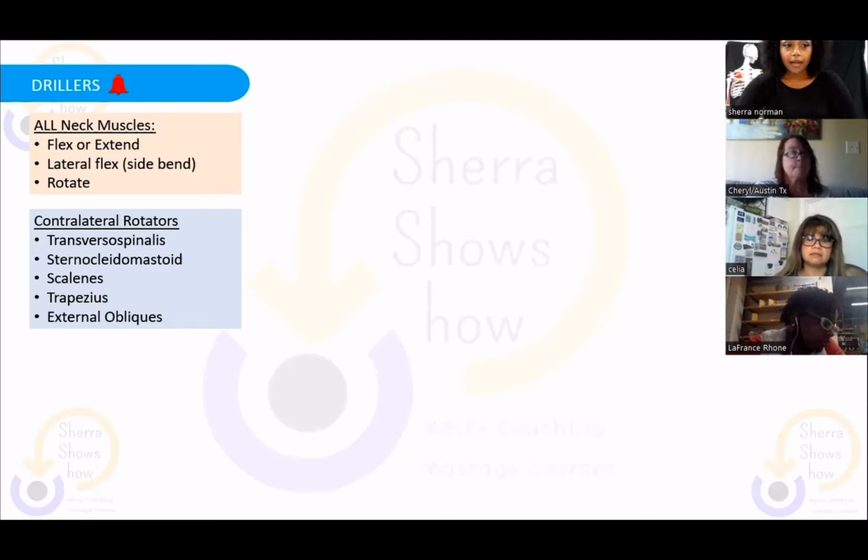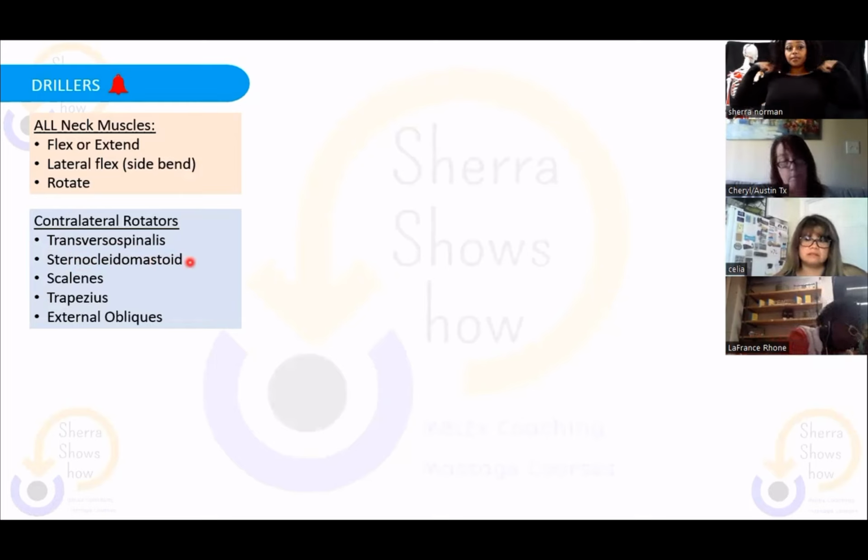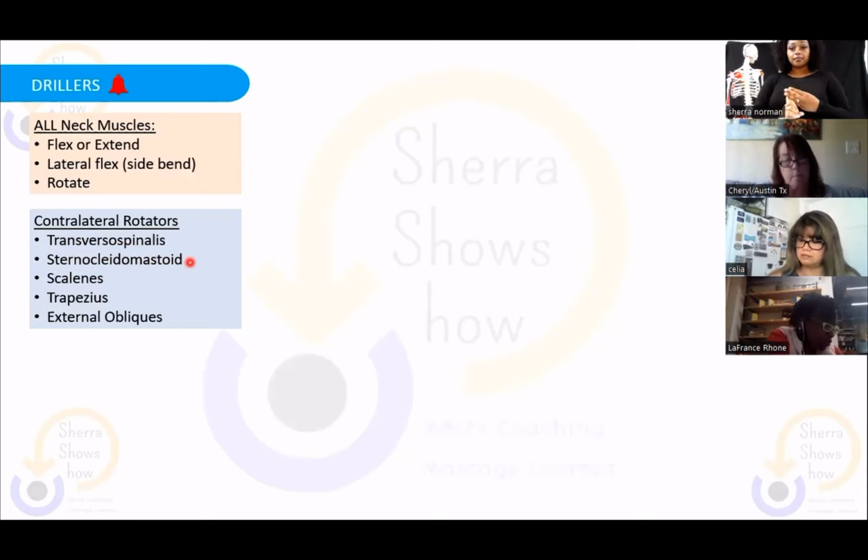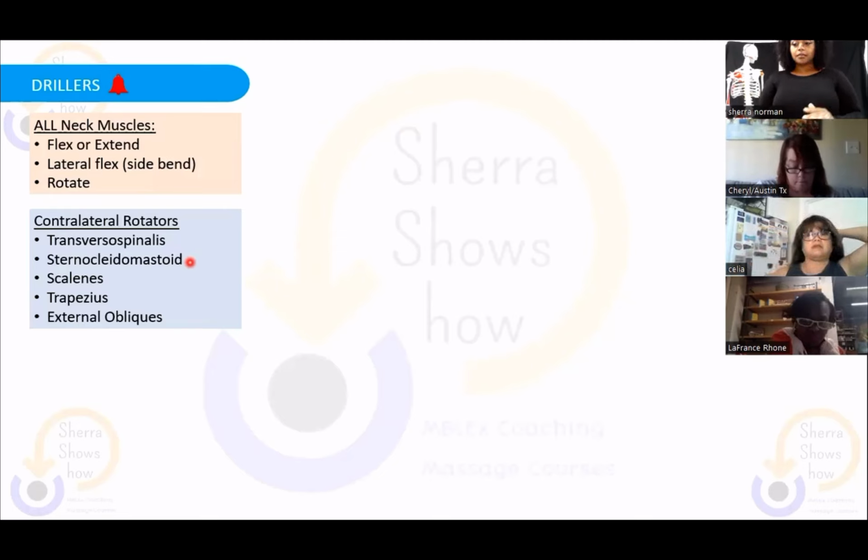But here's the four that really matter. Right here, these four matter. Sternocleidomastoid, scalenes, trapezius, and then the external obliques. Remember those four contralaterally rotate. Sternocleidomastoid, scalenes, trapezius, external obliques. And we'll talk about them as we get to them. But sternocleidomastoid, scalenes, trapezius, and external obliques are your contralateral rotators. You must remember that. That is one of those hardcore MBLEX points that you do not want to forget.